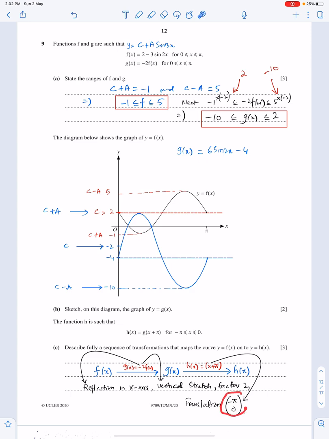This is the right translation vector. Make sure you write this vector.